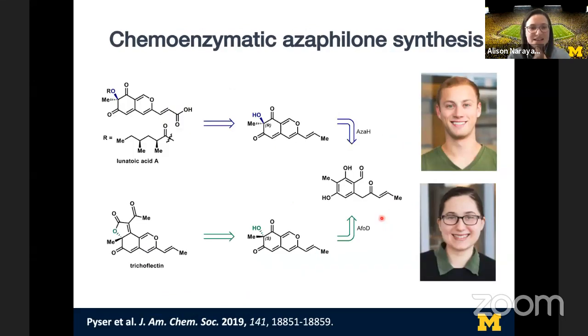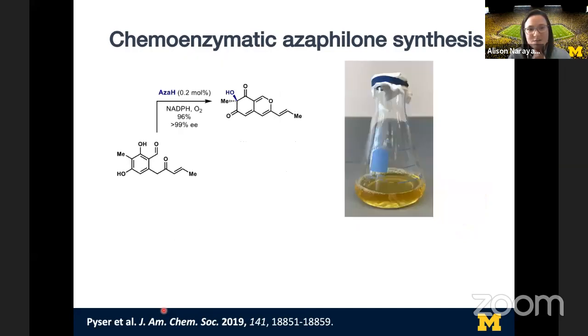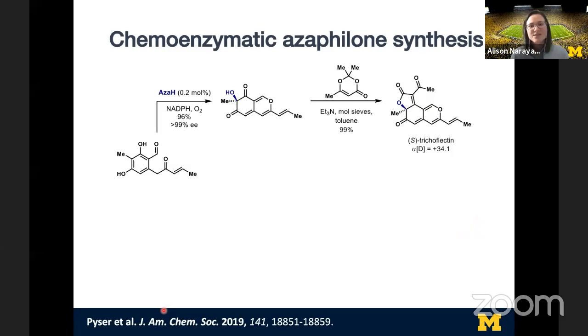Okay, so we've used these two catalysts to execute a chemoenzymatic stereodivergent synthesis toward this class of natural products, where first we really needed to identify substrates that would work well with both enzymes. We were able to do that by identifying this enone substrate, which is processed in high efficiency by both AzaH and AFOD. Here we're able to carry out this dearomatization on preparative scale and then perform an acylation and canonical condensation in order to access this natural product, trichoflectin.